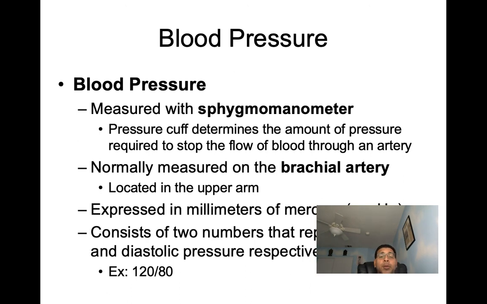A blood pressure reading consists of two numbers that represent the systolic and diastolic pressures. As we can see here, they're giving us these two numbers, 120/80. The 120 represents the systolic pressure, while 80 represents the diastolic pressure. And we'll see blood pressure is going to be expressed in millimeters of mercury, mmHg.